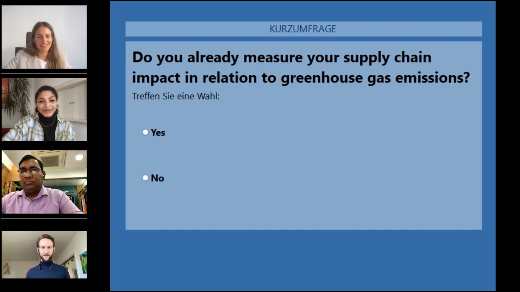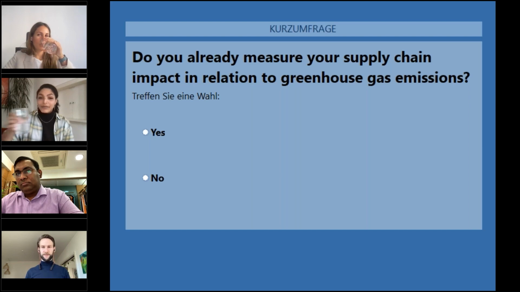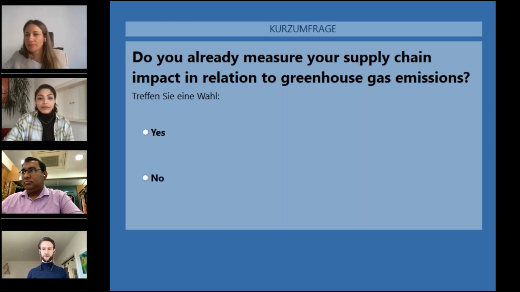And since we learned there are a lot of producers and manufacturers with us today, it's a perfect match for you, because our question is: do you already measure your supply chain impact with regard to greenhouse gas emissions? So let us know if you're already doing that. If not, it's not a shame. As mentioned, it's a hot topic, and some of us are doing such assessments very thoroughly, but as Alicia mentioned, LCA is a very complex topic, so no shame if you have not done it yet.